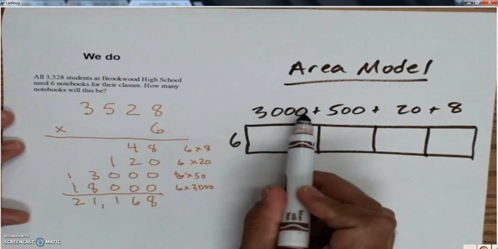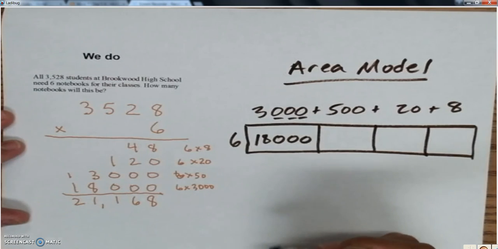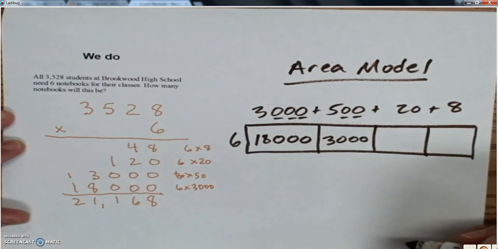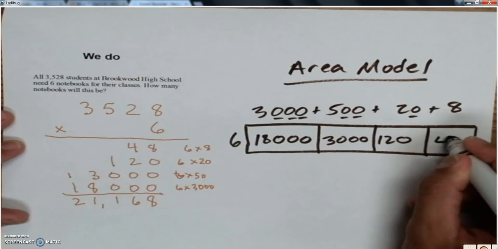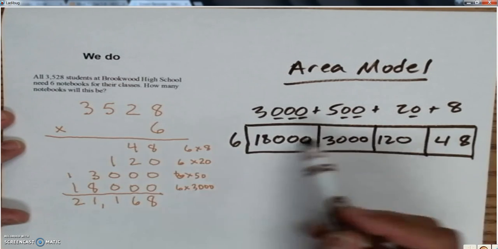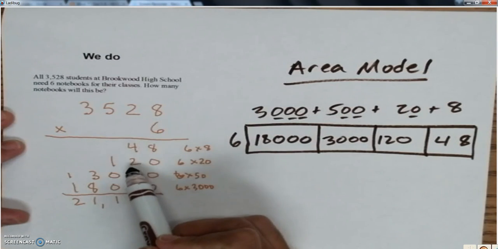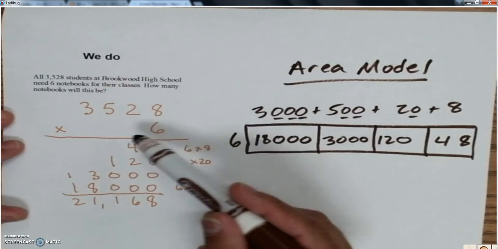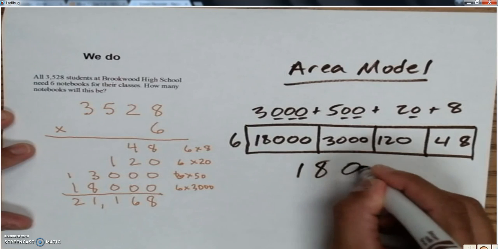Each box gets 6 times its number. The first box gets 6 times 3,000. 6 times 3 is 18, and 3 zeros. 6 times 5 is 30, plus 2 zeros. 6 times 2 is 12, plus 1 zero. And 6 times 8 is 48. You'll notice all my partial products are here: 48, 120, 3,000, 18,000. It's just another way to organize it. You may prefer organizing it this way, or you may prefer organizing it this way. Both of these are really valuable to know for the future and for 5th grade. Now that I've got my partial products, just add them up.